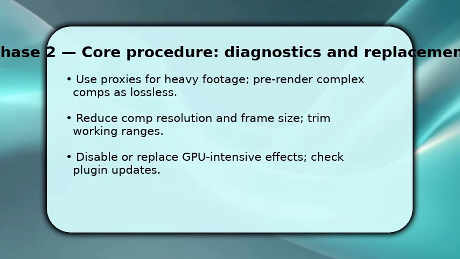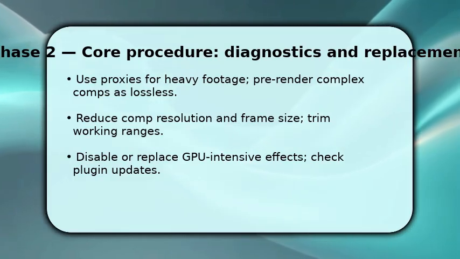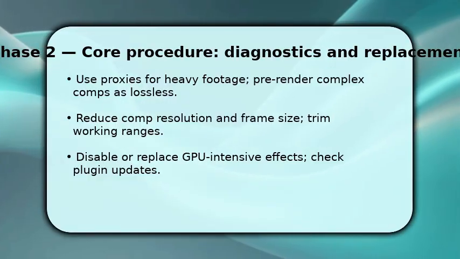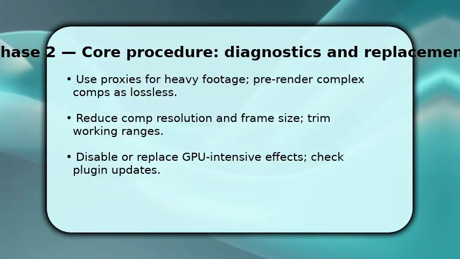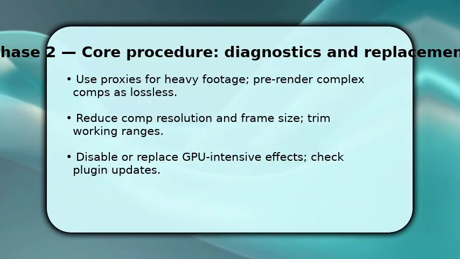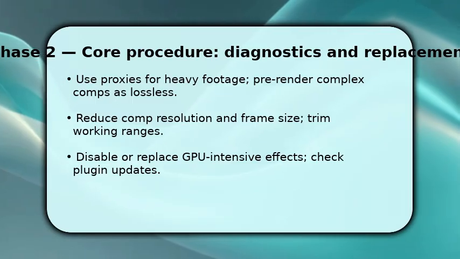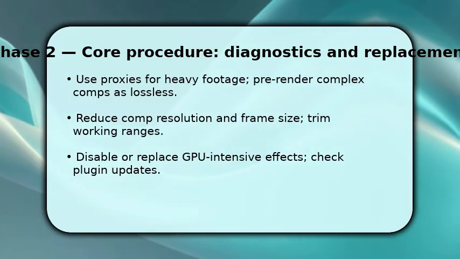You now reduce what the GPU must hold. Create proxies for RAW or high-resolution clips, or pre-render complex compositions to lossless MOVs so the renderer reads less RAM. Trim time ranges and shrink comp resolution. Small changes have big impact on memory.